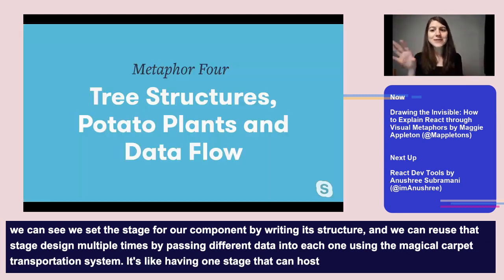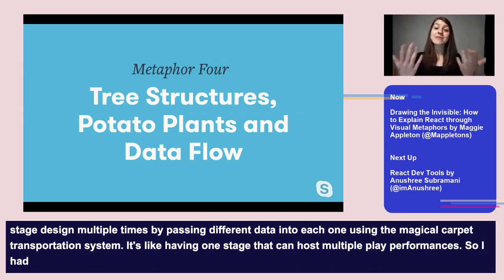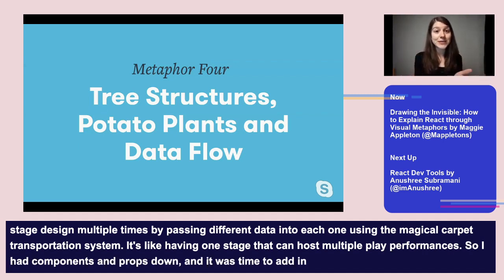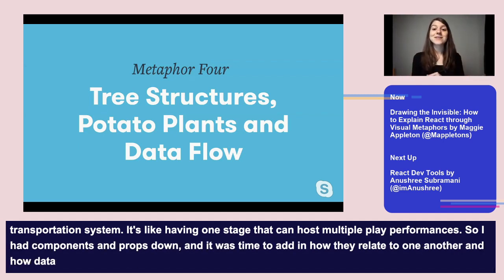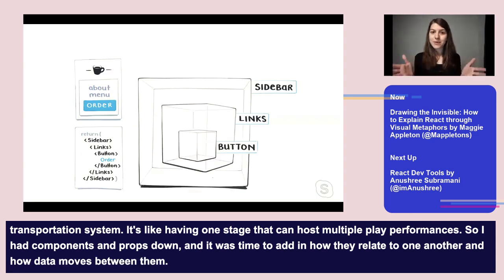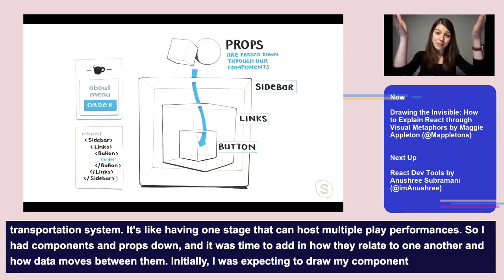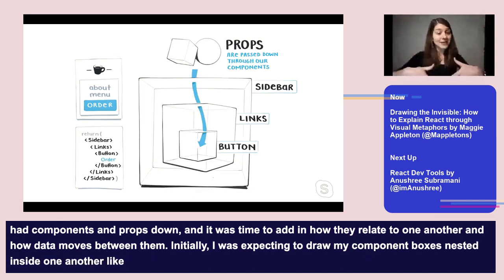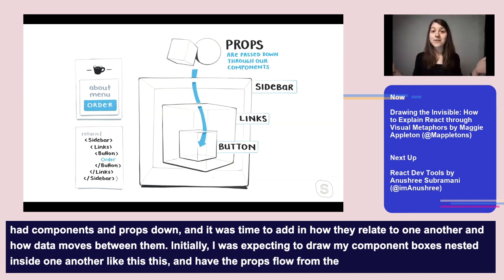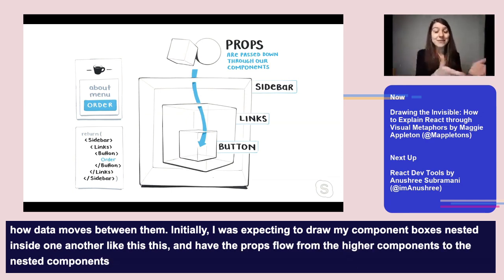So I had components and props down, and it was time to add in how they relate to one another and how data moves between them. So initially, I was expecting to draw my component boxes nested inside one another like this, and then have the props flow from the higher components down into the nested components, because that's how they appear in code, right? Both in our code files and in the UI, it's things inside of other things. It's logical they would be nested.